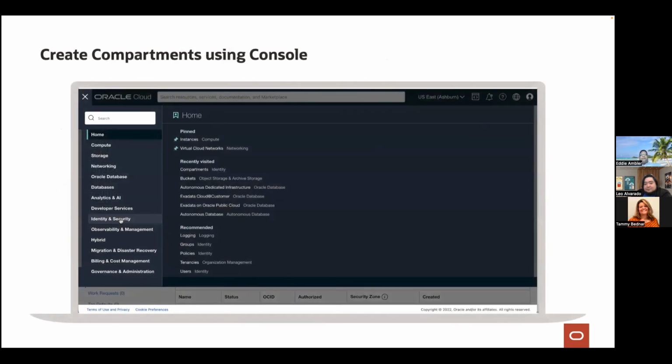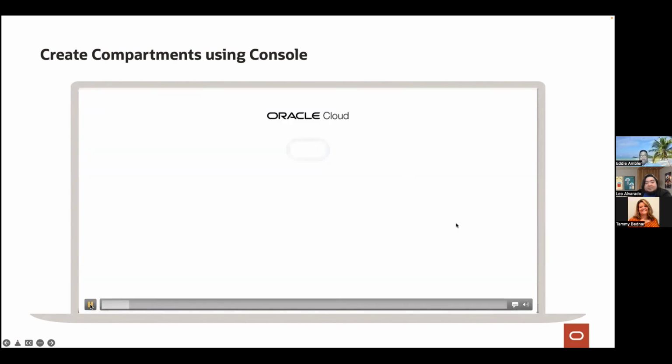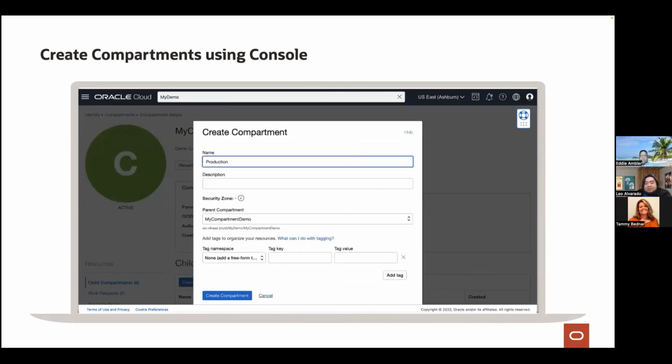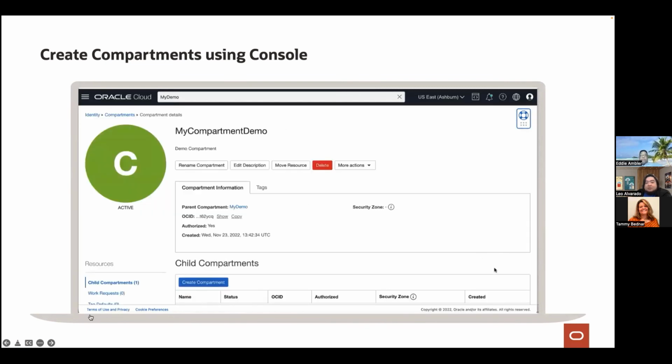go ahead, Leo, and look at creating the compartment using the console. Okay, so for creating compartments, this demo is for creating the hybrid, which is based on software development lifecycle and by departments. On your OCI console, you have your identity and security, and you can simply click on compartments. We have here a My Compartment demo in which we're going to create a sub-compartment or child compartment for our SDLC. First is for our production. We just give it the description, then click create.